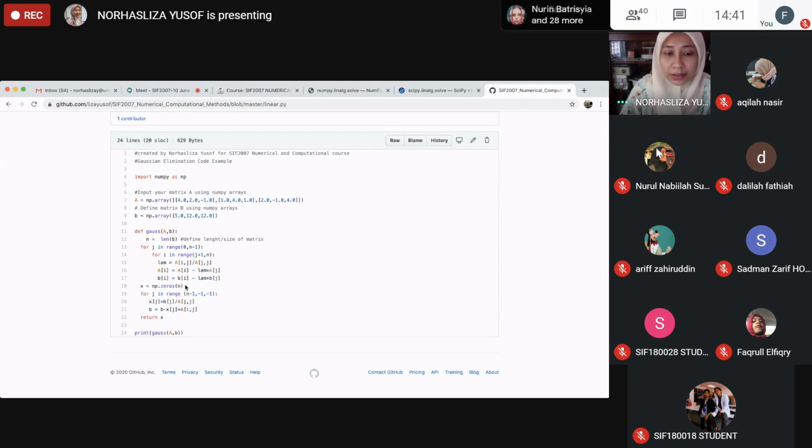Okay, if not, they have no idea where the X should go. So that is the idea of this coding. All right, so we have to do the operation on A and also B.